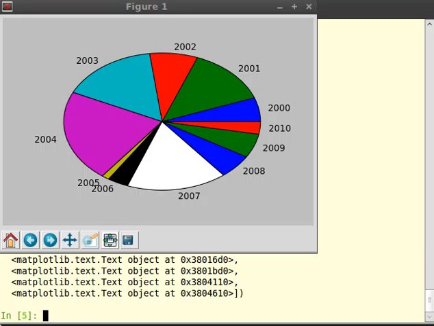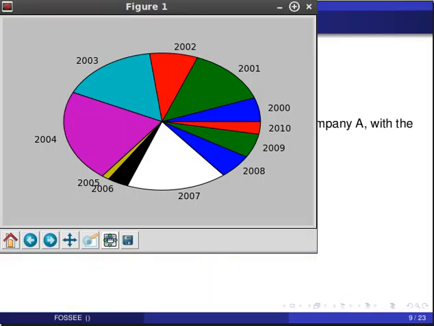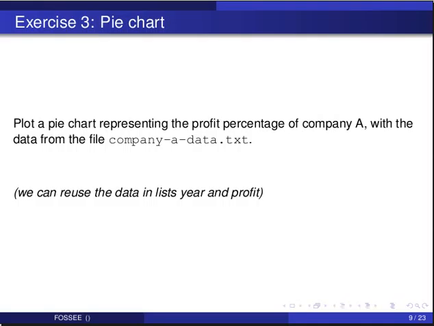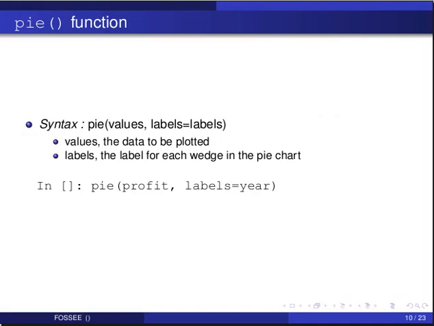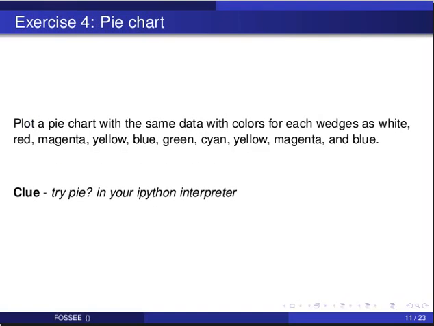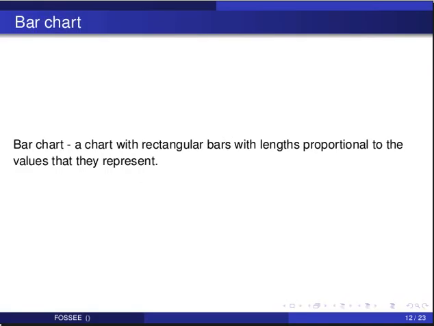Plot a pie chart with the same data with the colors of each wedge as white, red, black, magenta, yellow, blue, green, cyan, yellow, magenta and blue respectively. Pause the video here and try out the following exercise and resume the video.